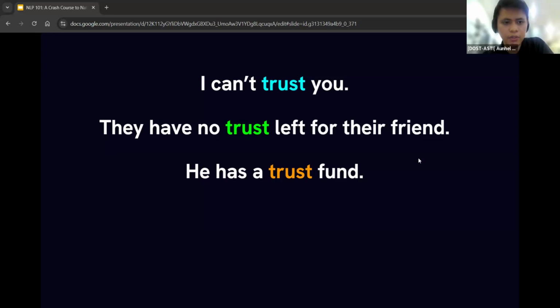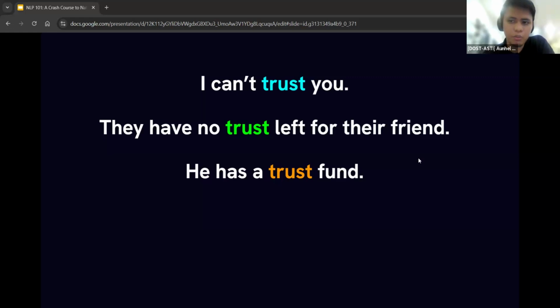Trust. Have no trust left for their friend again. Tiwala. But it also has a trust fund. Trust fund meaning something more financial. And also, the word in the first and second sentences, I can't trust you, trust meaning it's a verb, it's an action. And then they have no trust. Trust is tiwala again, but in this context, it's a noun.